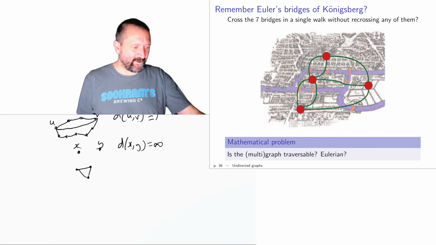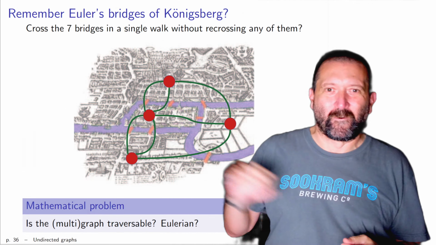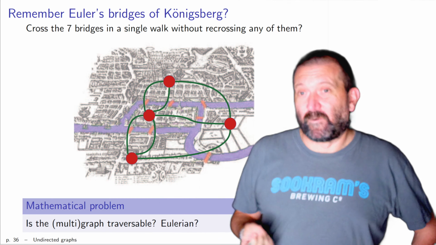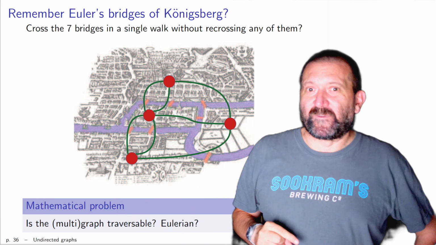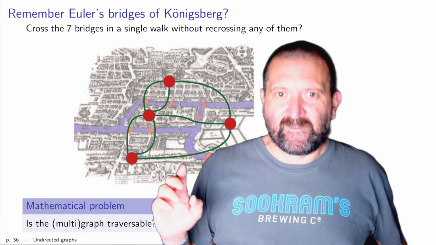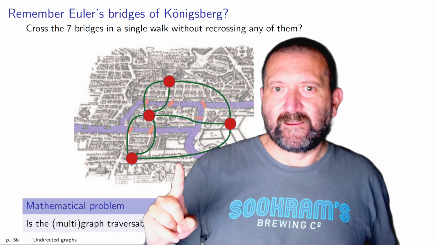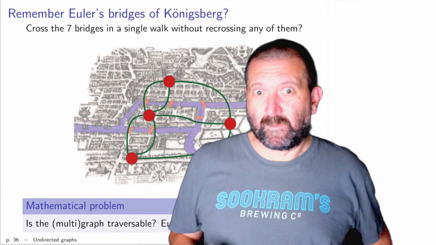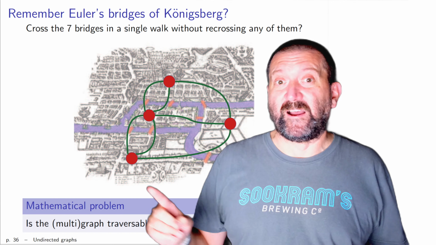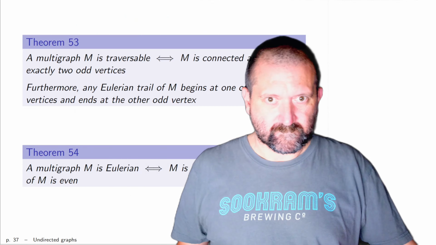So, bridges of Königsberg. Let me go back to a case where I can show. A question here, in terms of what we just defined: is this multigraph traversable? That was Euler's initial question. Is it possible to go through each edge in this graph once, and only once? And is it Eulerian? Is it possible to do that starting in one place and coming back to the same place?